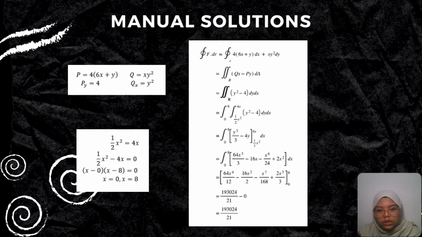And then we just do the integral and substitute the values, and the final answer we get is 193024 over 21.